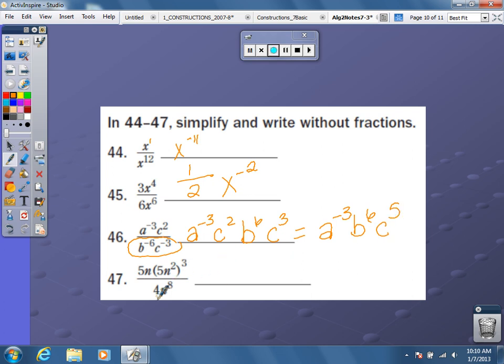And last, I have 5n times 5 to the 3rd, n to the 6th. Got a power tribute here. The 4 can actually stay. Oh, they said without fractions. Technically, I guess you could write 0.5 here if you wanted to. So I have 5 to the 4th. 625 over 4 n to the 7th. Okay, 156.25 n to the 7th.